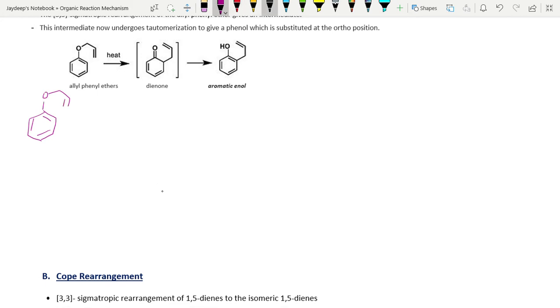Now in this case, this sigma bond is going to be cleaved. The numbering should start: here it is 1, here it is 2, and here it is 3. Similarly, here it is 1, here it is 2, and here it is 3. The migration of the bond takes place here like that. This bond is going to migrate here, and this bond is going to migrate at this position. Due to this migration, a six-membered electrocyclic reaction transition state is formed.